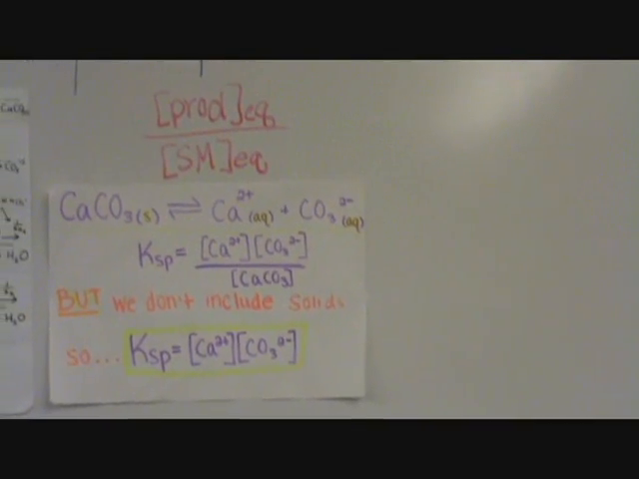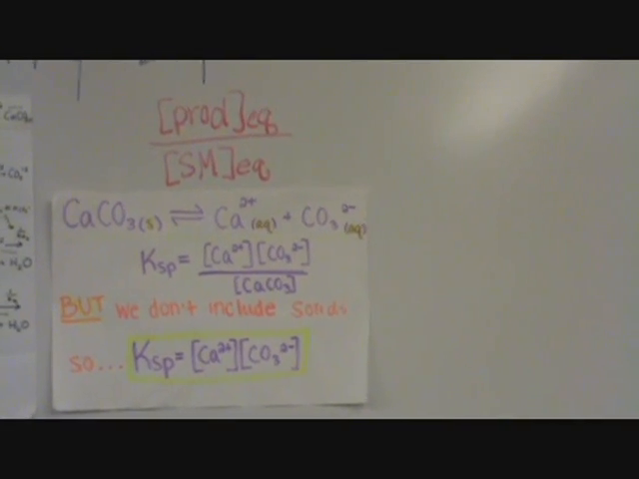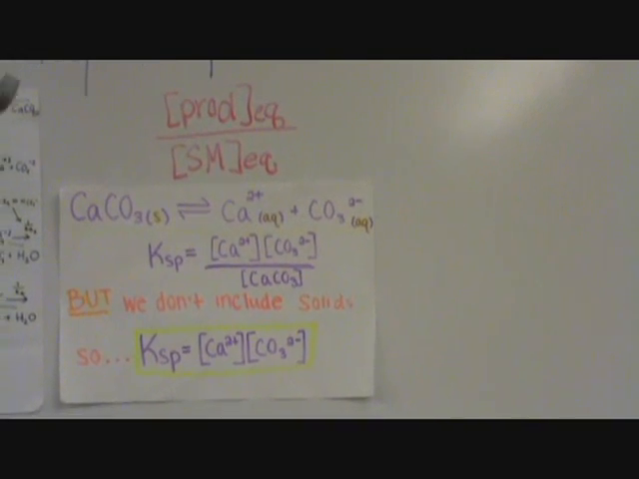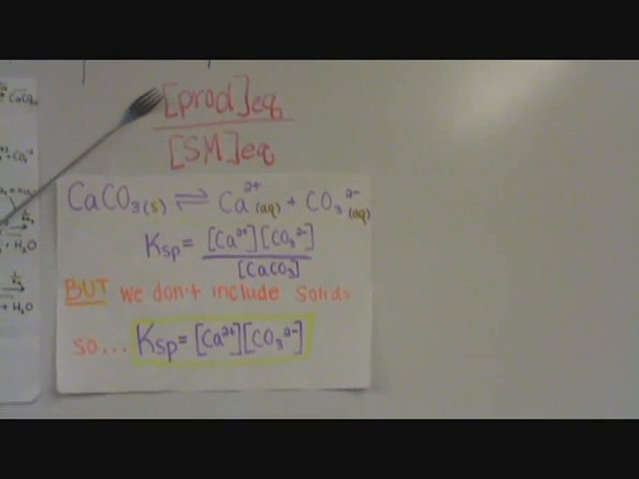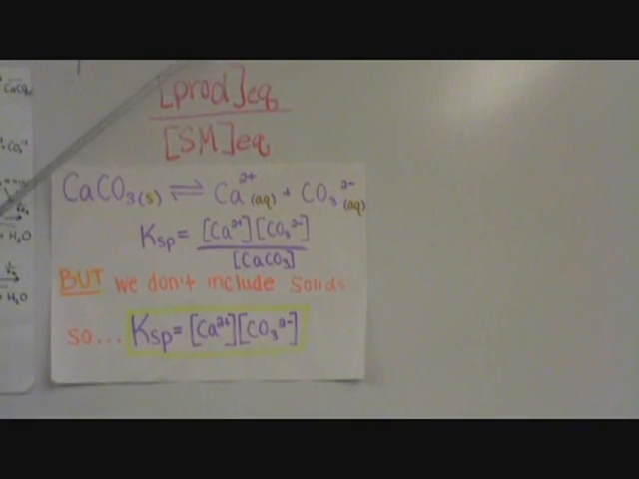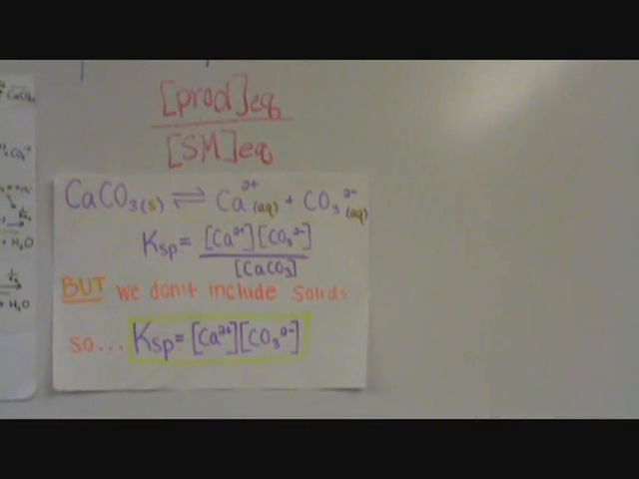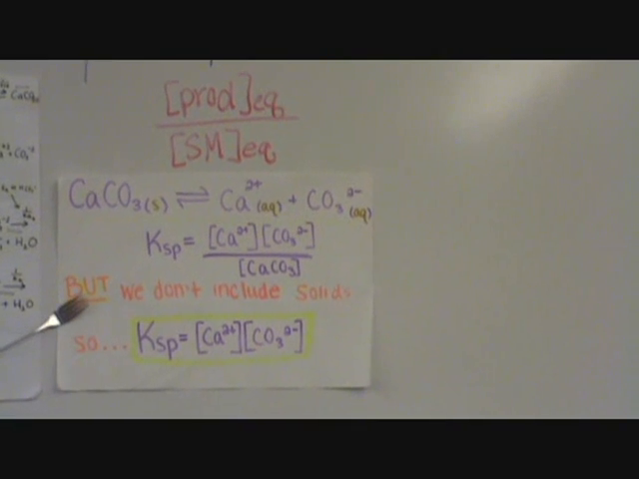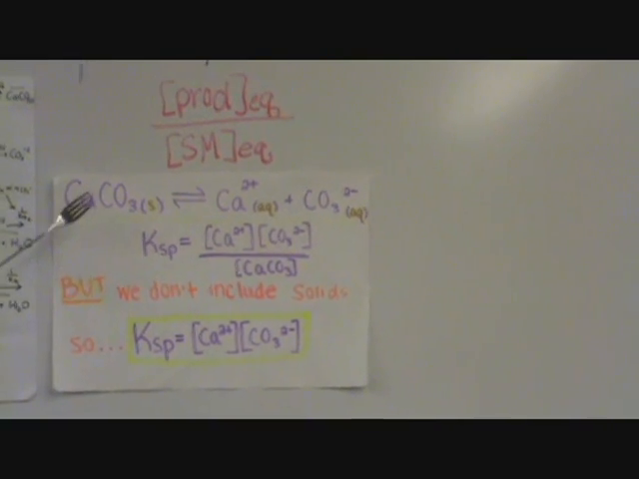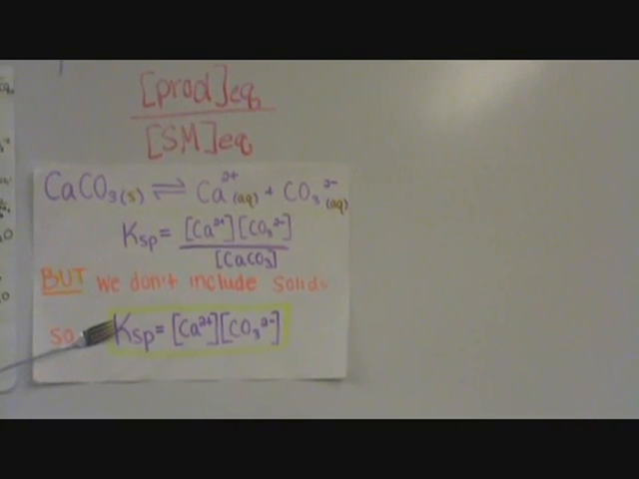We can also write an equilibrium expression for our equation. The equilibrium expression is the concentration of the products over the concentration of the starting materials. But we leave out solids, so that the equilibrium expression is calcium ion concentration times carbonate ion concentration.